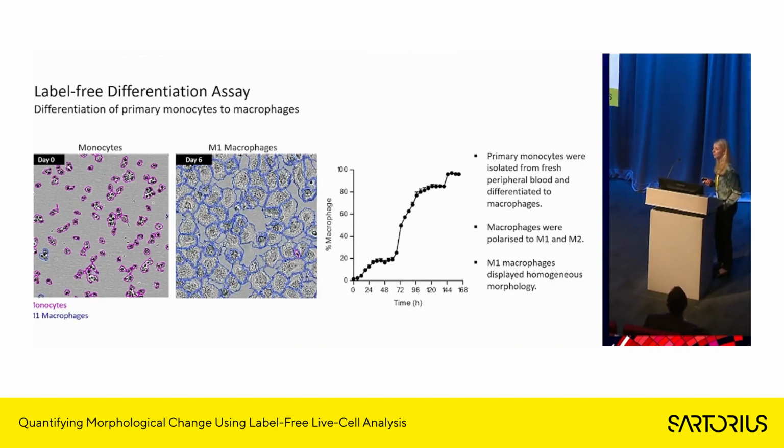We employed the advanced label-free classification. And as you can see, in the resulting segmentation, we have those classified as monocytes with the pink outline and the M1 macrophages shown with a blue segmentation outline. We can then use the results of this classification to quantify differentiation over time, which is shown here as the percentage of macrophages. And interestingly, in this case, we saw that the differentiation process was non-linear.